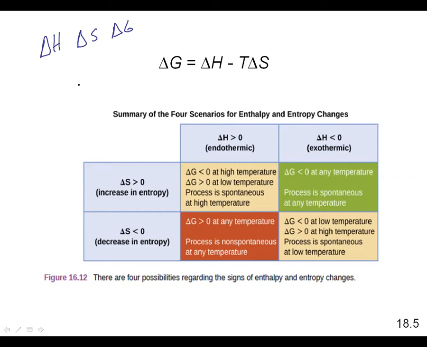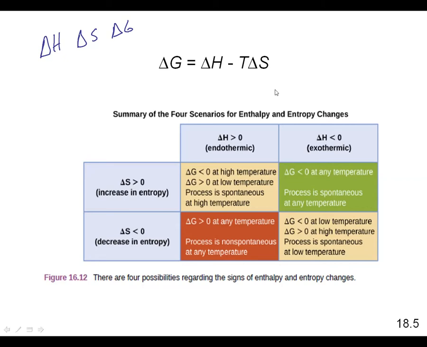Delta S, as we talked about last time, is entropy, not to be confused with enthalpy. This is entropy. And entropy deals with the randomness and disorder of the universe. When we have an increase in entropy, we have an increase in the disorder that's happening. And if we have a decrease in entropy, that means we have a decrease in the disorder or an increase in order, whichever way you want to look at that.